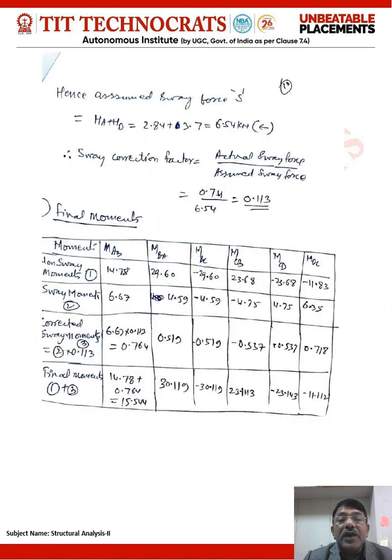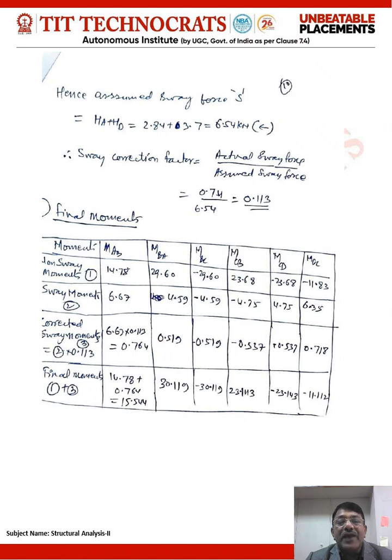Then you will have to find out the sway correction factor. It is the actual sway force, that is the unbalanced horizontal reaction in columns AB and CD obtained during the non-sway analysis, divided by the assumed sway force, that is the unbalanced horizontal reaction in columns AB and CD which you have just now solved with the sway analysis. So the ratio is coming equal to 0.113.